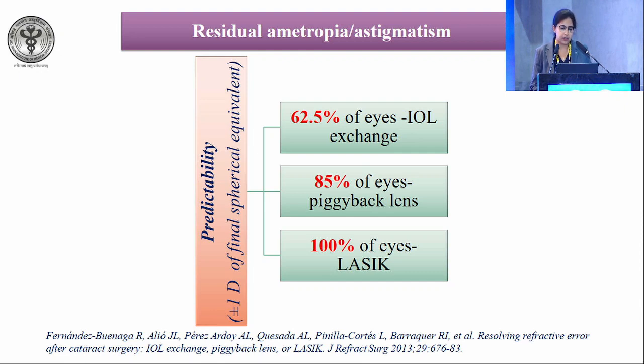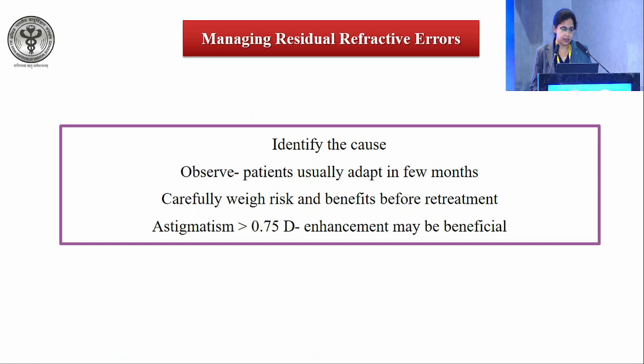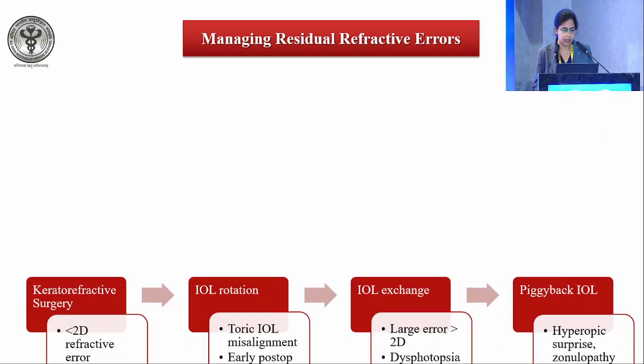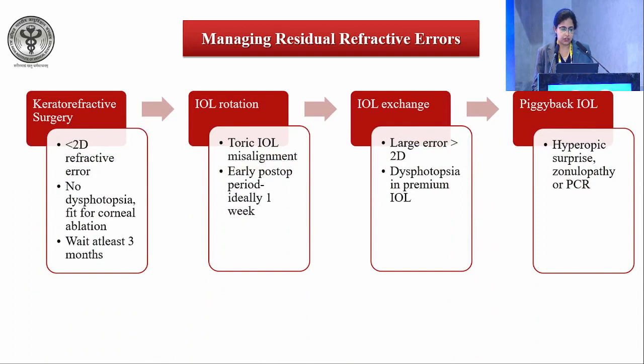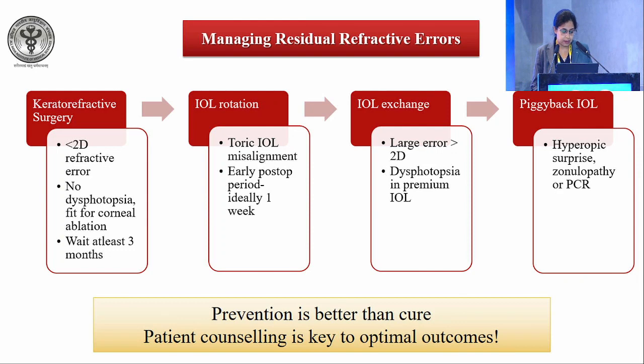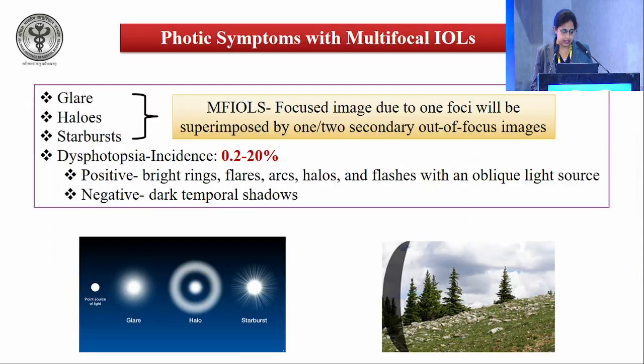So corneal ablative procedures are most predictable. Now, identify the cause, observe the patients, and carefully weigh the risks and benefits before retreatment. With astigmatism of more than 0.75 diopter, enhancement may be beneficial. So these are the various procedures as I've already outlined earlier. Prevention, of course, is better than cure, and patient counseling is key to optimal outcomes.